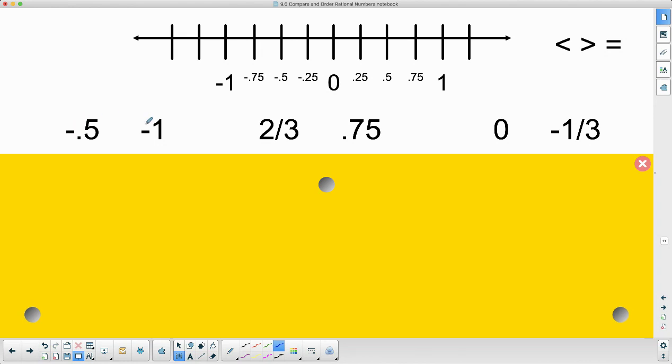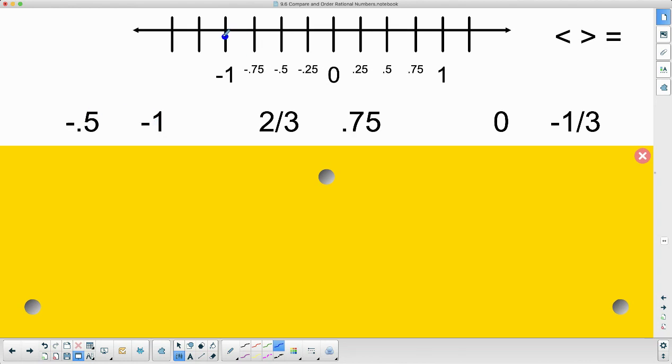So we notice these are both negative. Negative 1 is here, negative 0.5 is here. So negative 1 is farther to the left. So we remember this side is going to be small and this side is going to have your bigger numbers. So thinking about that, negative 1 is smaller.